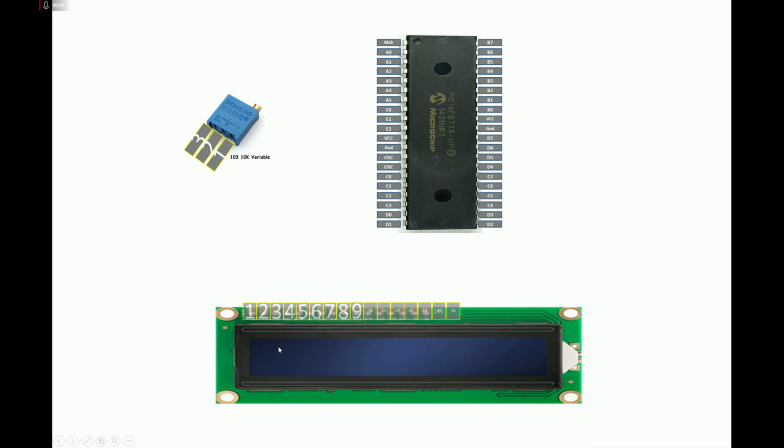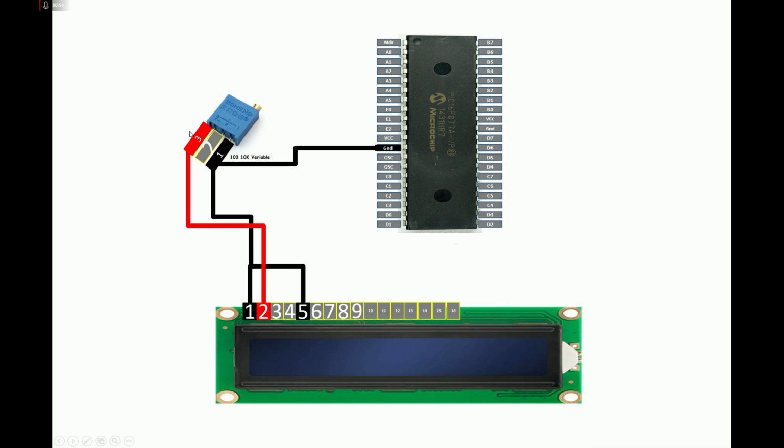Now for the LCD you have 16 pins, 1 to 16 if you hold it like this. Now pin number 1 and 5 you short them together, then you send it to the pin number 1 of your potentiometer. From there you send it to the ground pin of your PIC like this. Pin number 2 is the VDD of the LCD connected to pin number 3 of your potentiometer. From there you send it to VCC of your PIC.